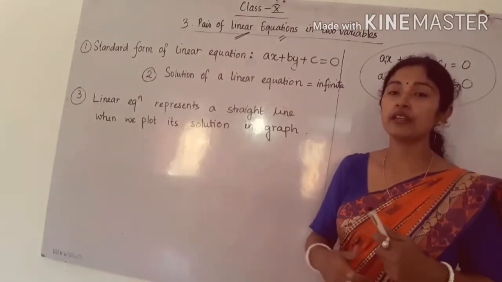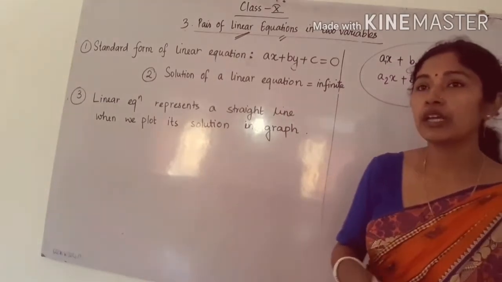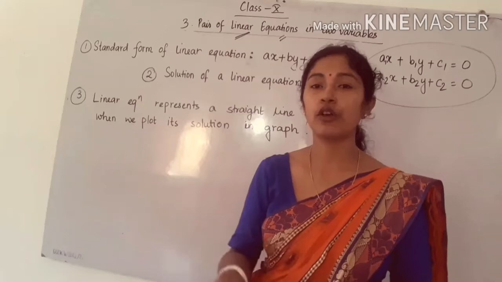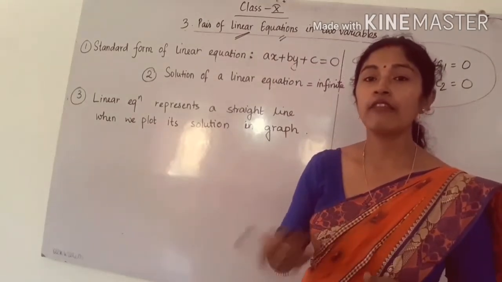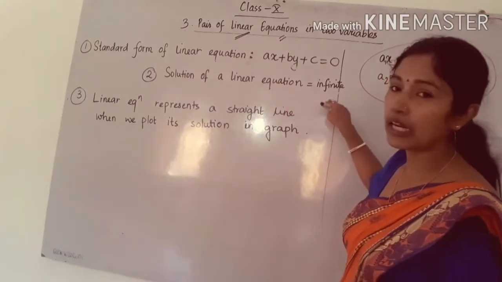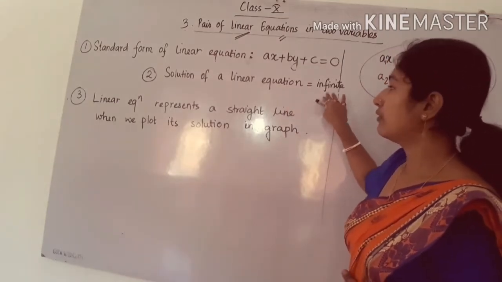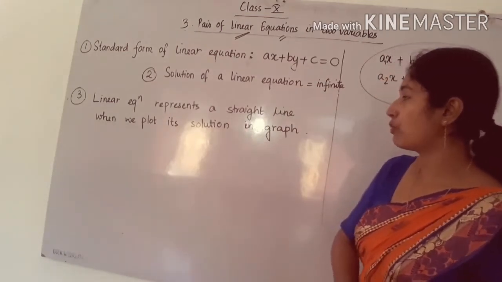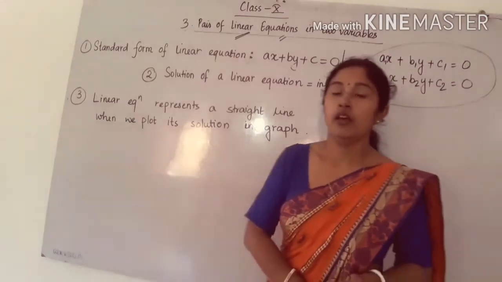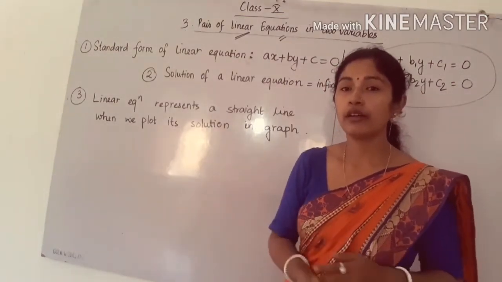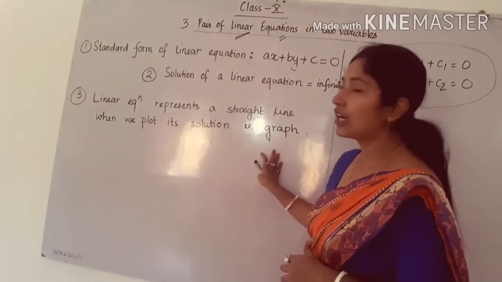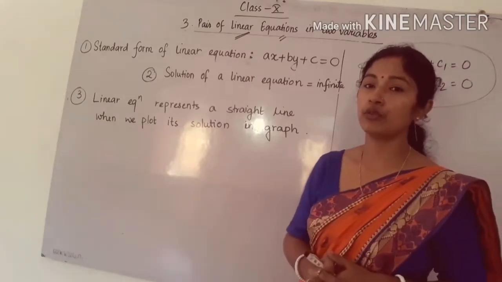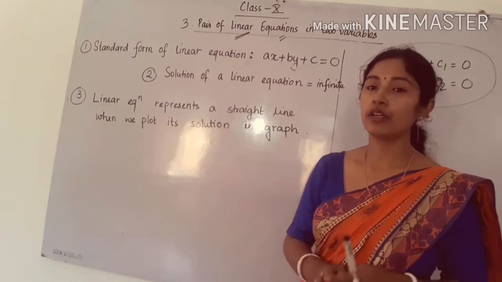So number 2 is the solution of a linear equation. Whenever we find the solution of a linear equation, by putting any values for x, we will get different values for y. So the solutions may be infinite. A linear equation has infinitely many solutions. Already we know this. Number 3 is what? A linear equation represents a straight line when we plot its solutions on a graph. So after getting the solutions, when we plot them on a graph, we will get a straight line. This thing we already know from class 9.